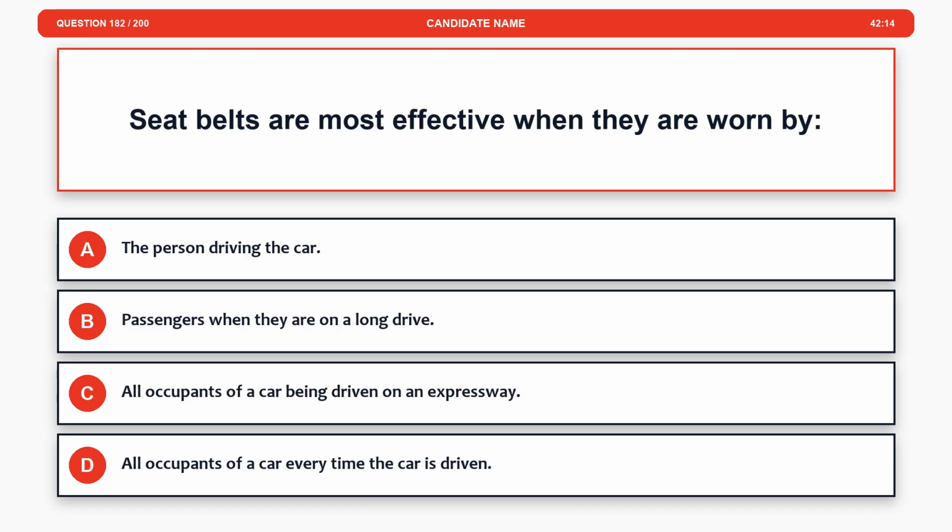Question 182. Seat belts are most effective when they are worn by: Option A, the person driving the car. Option B, passengers when they are on a long drive. Option C, all occupants of a car being driven on an expressway. Option D, all occupants of a car every time the car is driven.